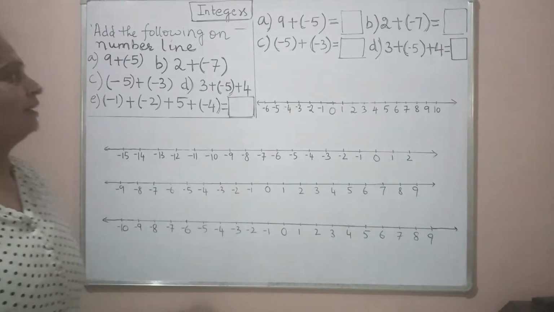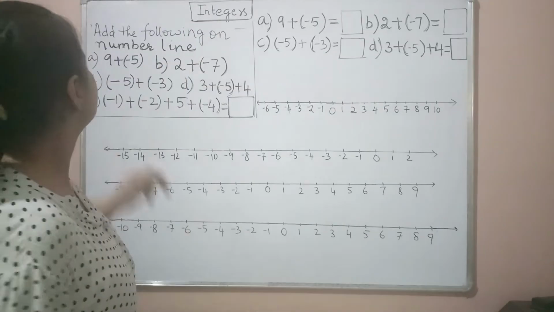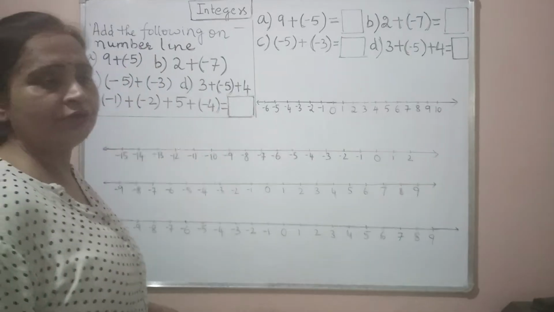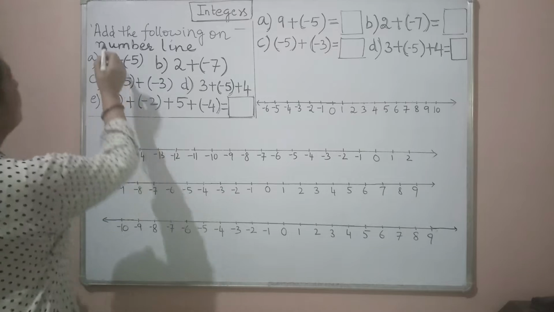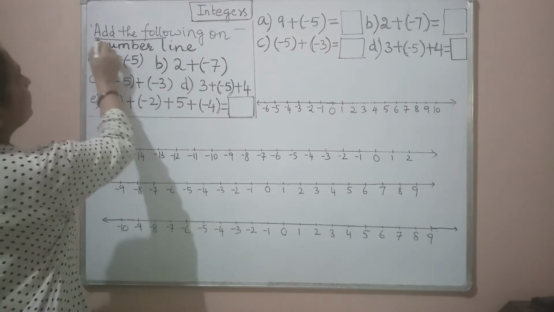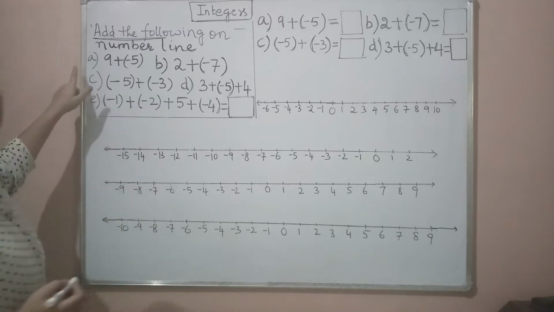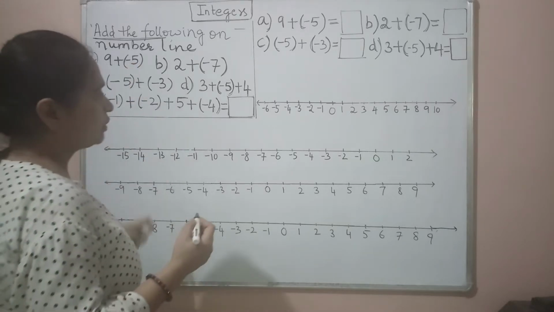Hello students. Now let us begin with the next part of this chapter, integers. Now add the following on number line. We already know, we have studied about number line, and we have to now learn how to add the numbers on number line. Now the first one is 9 plus minus 5. So what we have to do?